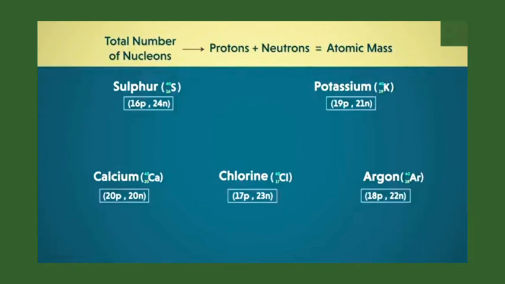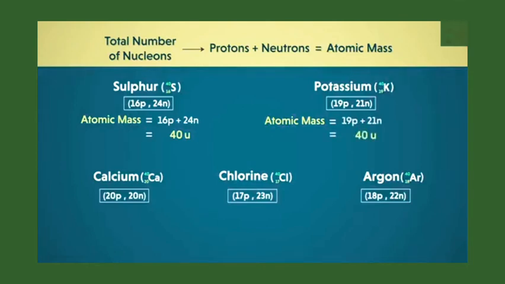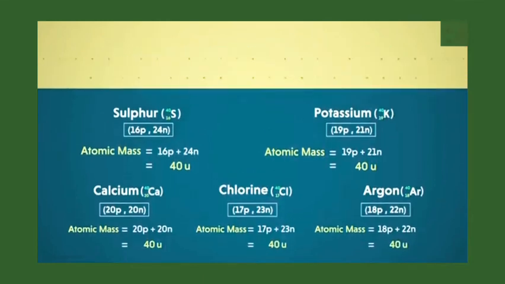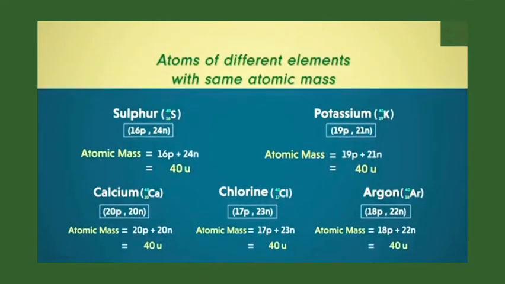Yes, it's simple math. One of the sulfur isotopes that we have taken as an example has 16 protons and 24 neutrons. So the atomic mass of this isotope has to be 40 units. That's 16 plus 24. Next is the potassium isotope having 19 protons and 21 neutrons. So again, we get the atomic mass as 40 units. And similarly, we get the atomic mass as 40 units in each of the remaining cases. Such atoms, or rather isotopes of different elements having the same atomic mass, are called isobars.